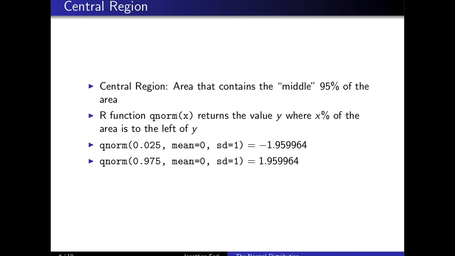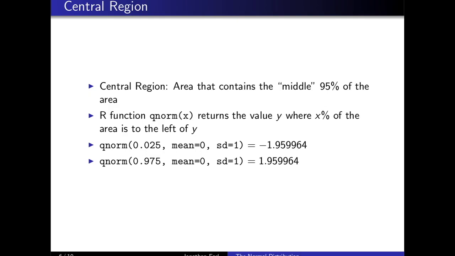We can also talk about what's called the central region for, in particular, a normal random variable. And this is going to be the region of the x-axis that's going to contain what we'll call the middle 95% of the area for the random variable. When we start doing more inferential statistics, we'll see this show up more and more.